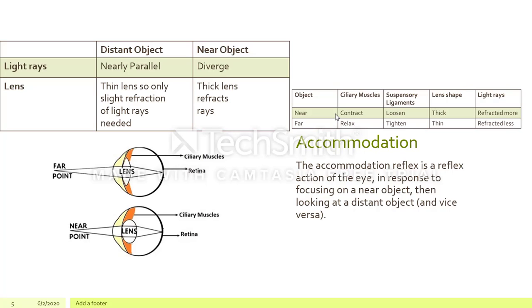So now we'll be learning about accommodation. The accommodation reflex is a reflex action of the eye in response to focusing on a near object then looking at a distant object and vice versa. When we have to adjust from looking at a far point to a near point, this is what accommodation is. Here are some tables talking about how the light rays and the lens adjust. For a distant object, the light rays are nearly parallel. For near objects, they diverge. So the lens is thin for a distant object, whereas for a near object it turns to a thick lens and refracts rays more.